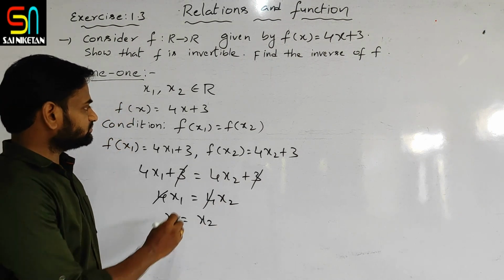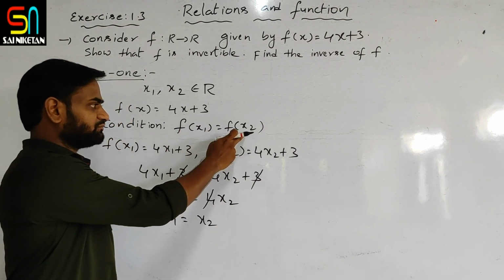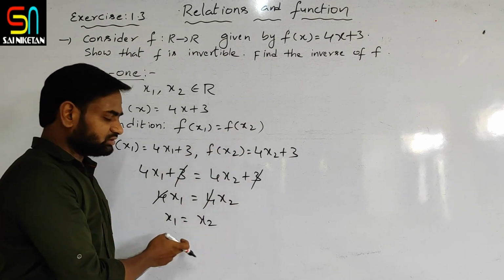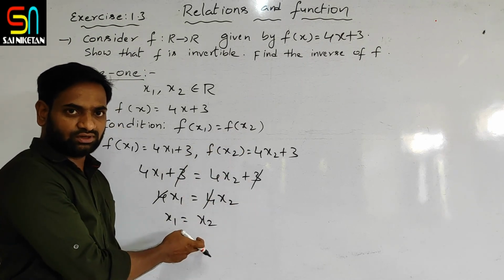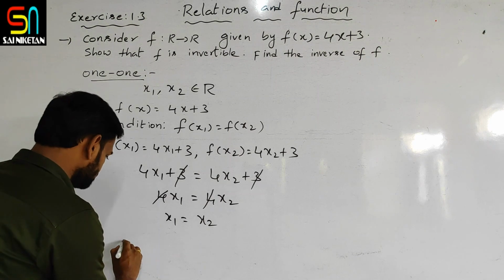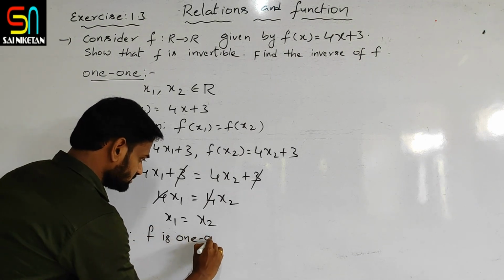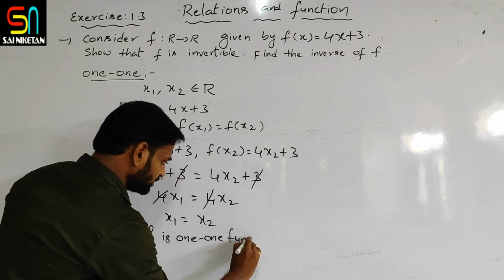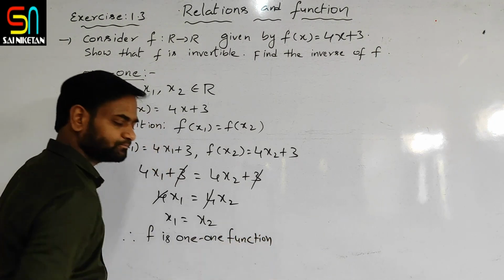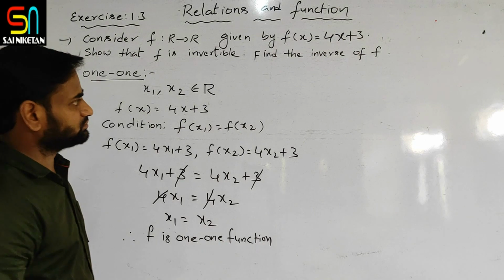The condition we took was f of x1 equal to f of x2, and finally we got x1 is equal to x2. Therefore, f is a 1-1 function.